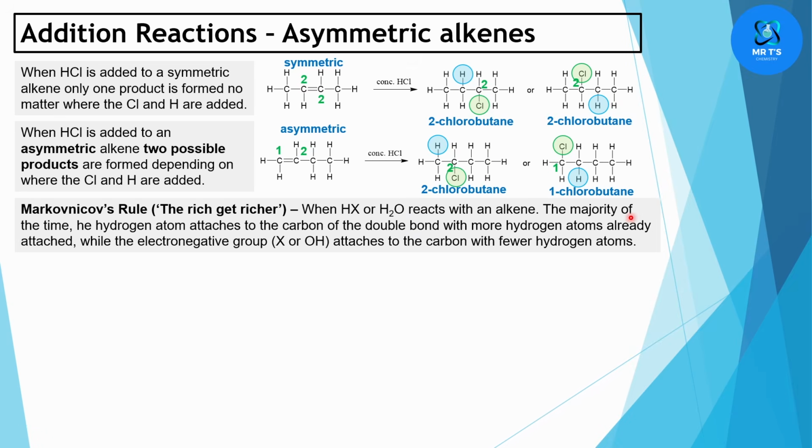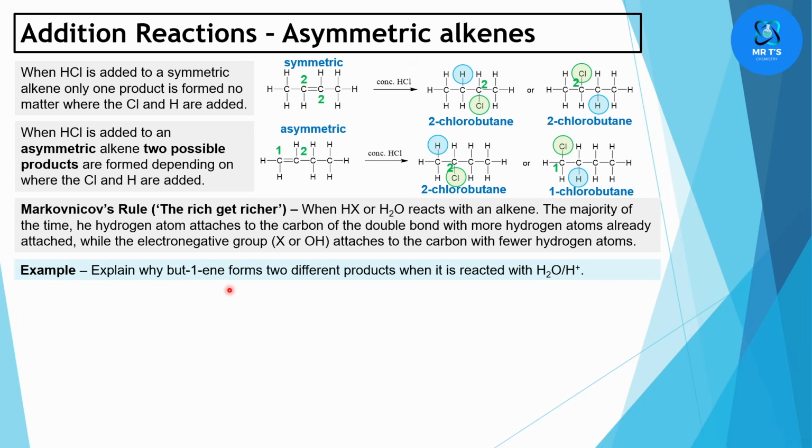The minority of the time, the hydrogen will attach to carbon 2 and the chlorine to carbon 1 and we'll get 1-chlorobutane. Now what they mean by majority and minority is if there were 1,000 of these molecules and the reaction happened 1,000 times, you might get 750 of 2-chlorobutane, the majority of the time, and 250 of 1-chlorobutane. One is more likely to happen than the other.